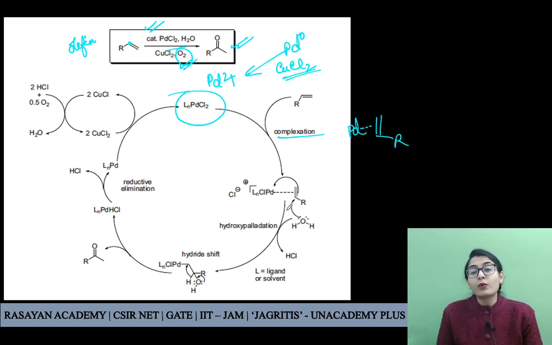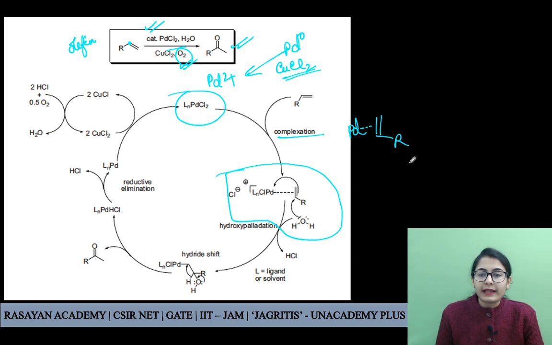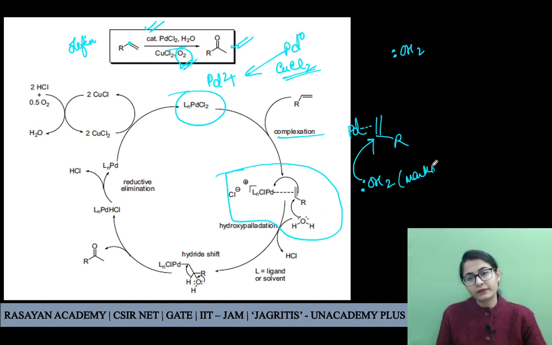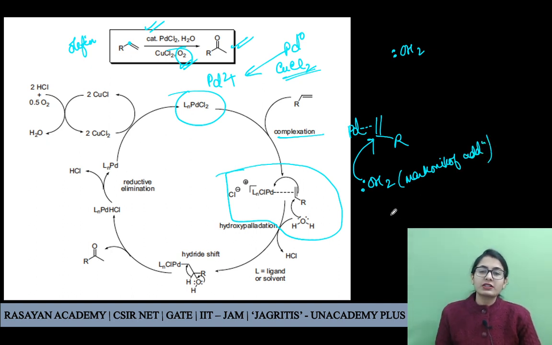Now the water is going to attack, and this is the most important reaction of the whole cycle. Why? Because when the water is attacking, water has two possibilities. Water could attack on the terminal side, like this. Water could attack over here also, but water gives the Markovnikov addition, and it is going to attack on the more substituted carbon, and palladium will always want to go on the less hindered side.